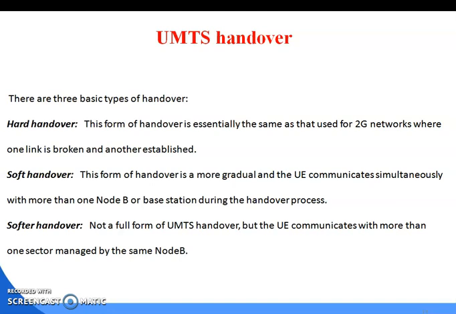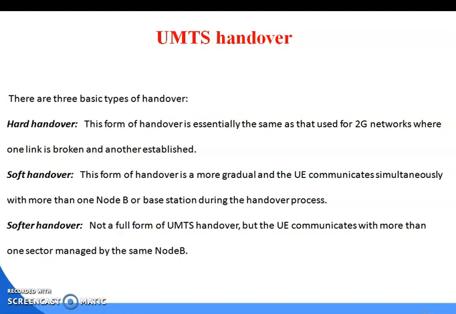There are three basic types of handover. First is your hard handover, soft handover and softer handover. In your hard handover, this form of handover is essentially the same as that used in the GSM network, where one link is broken and another is established.